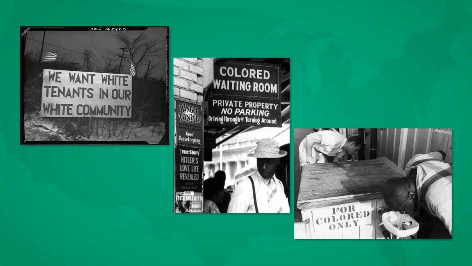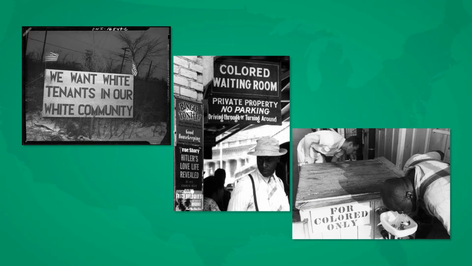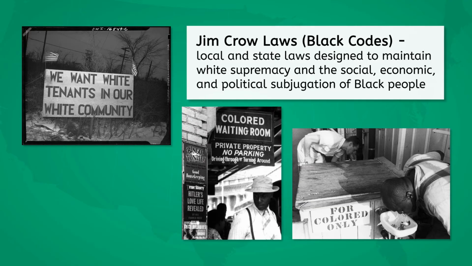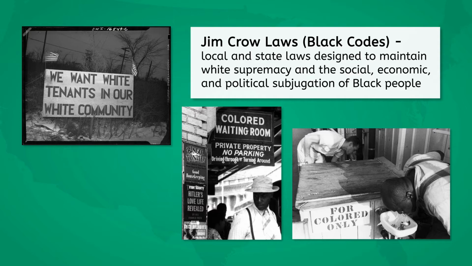For example, local governments, particularly in the South, enacted Jim Crow laws. Also known as Black Codes, these were local and state laws designed to maintain white supremacy and the social, economic, and political subjugation of black people. Pause here to read some examples of Jim Crow laws in your PDF now.